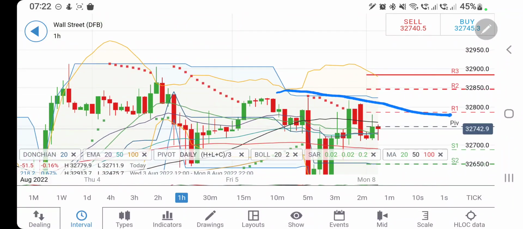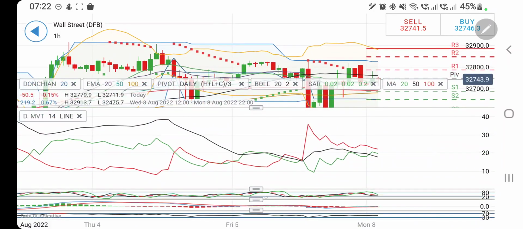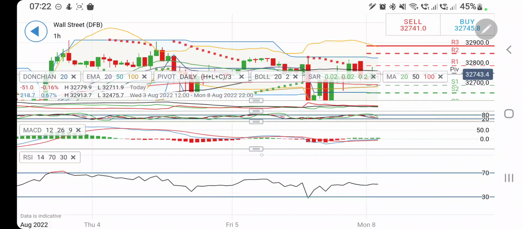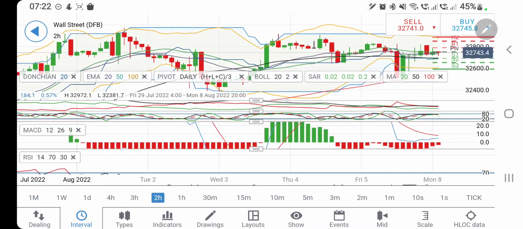Also look at this on the hourly charts, it is giving you lower highs. Hence, you have to be watchful of 32,800. So in between 32,680 and 800, you have to remain cautious while taking a position. Directional movement bearish. Stochastic is comfortable, MACD is bullish, and RSI is comfortable too on the hourly charts.